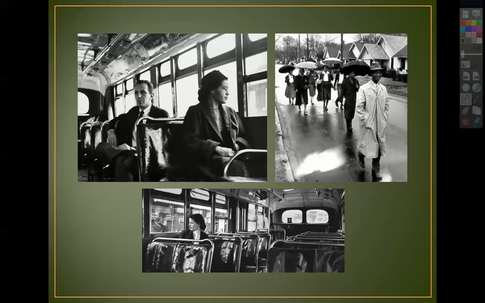In 1955, Rosa Parks of Montgomery, Alabama, refused to move to the back of a bus so a white man could sit down. She was arrested, and this sparked a 381-day boycott of the Montgomery bus system that led to the desegregation of buses in the South.